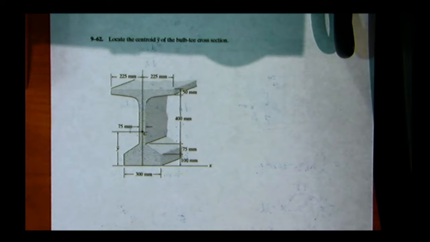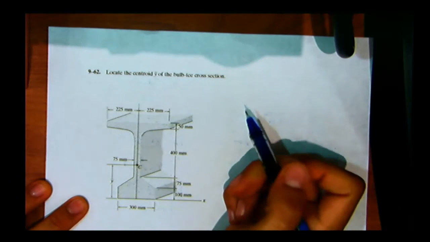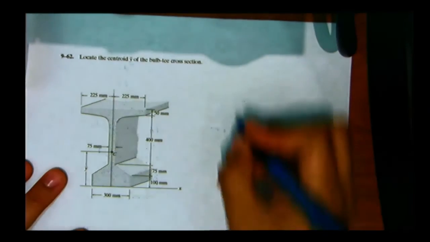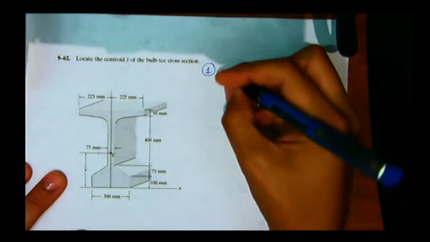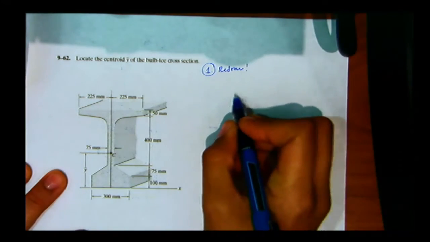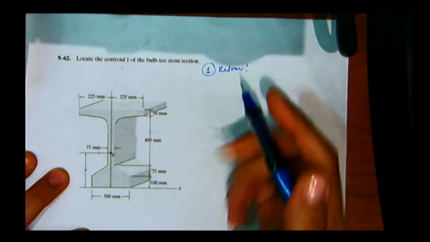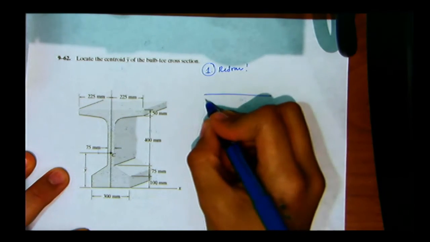Let's look at this problem. It says locate the centroid y bar of the bulb T cross section. What I like to do, and I suggest you do, is redraw this. It's 3D, I want to look at it as 2D, as if it was just simple shapes.